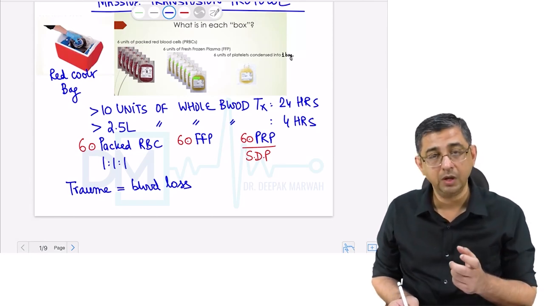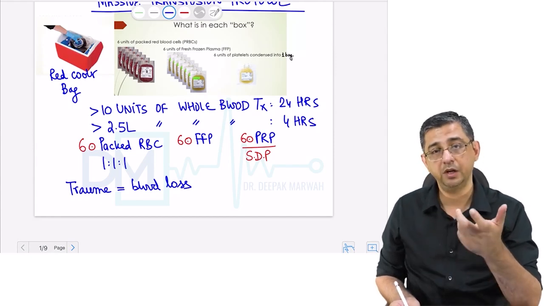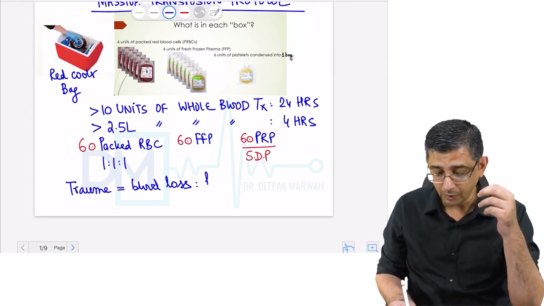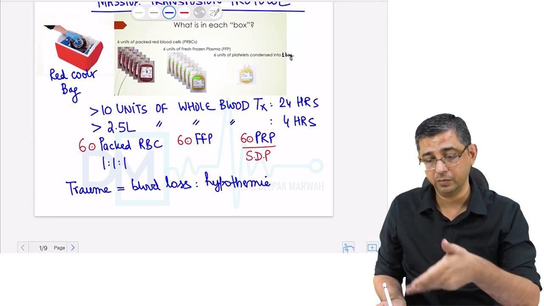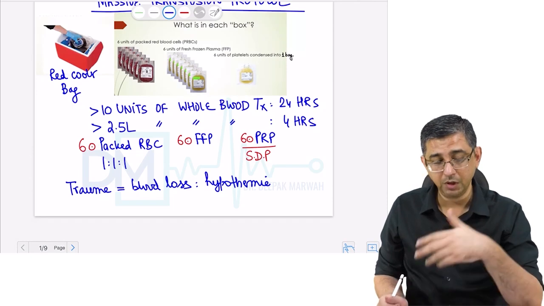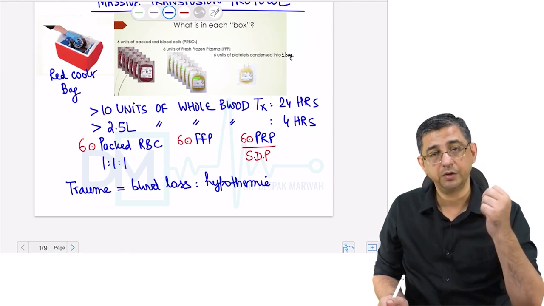But before that, I want to bring to your notice the fact that trauma or blood loss itself will result in development of coagulopathy. Why? Because when you lose blood from the body, the person will start developing cold clammy extremities. There will be hypothermia set up in the patient, loss of blood from the body, loss of heat from the body. So hypothermia would set in, and hypothermia itself will result in decreased ability of the clotting system to function.